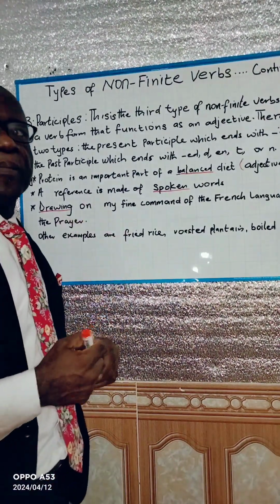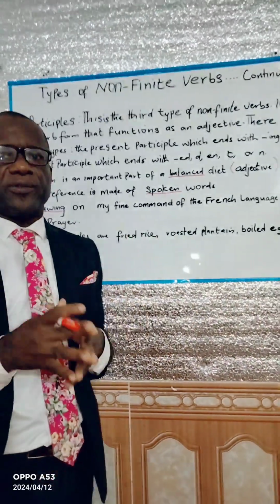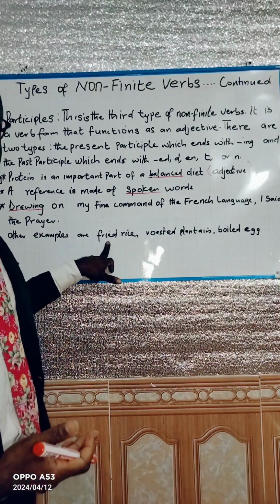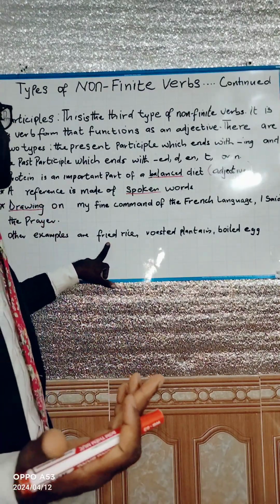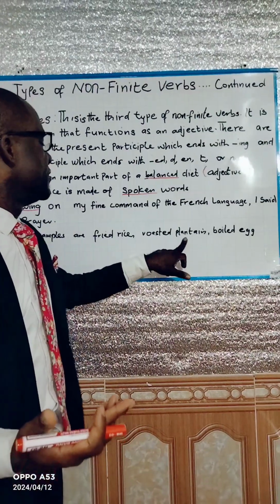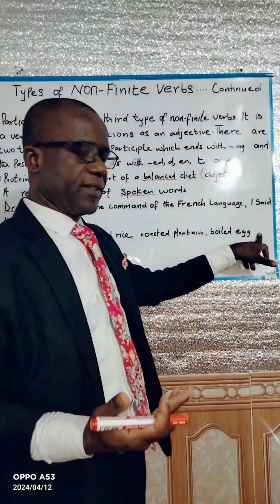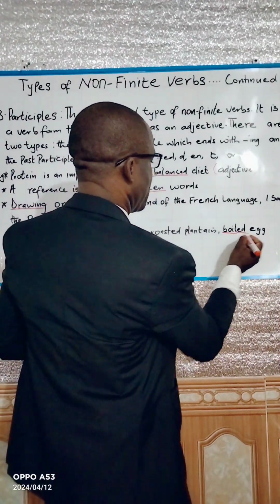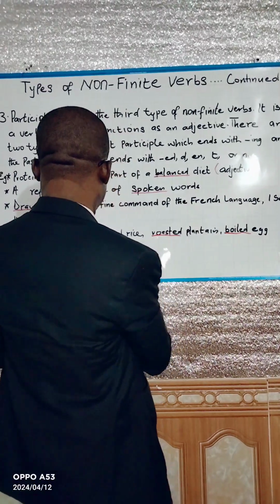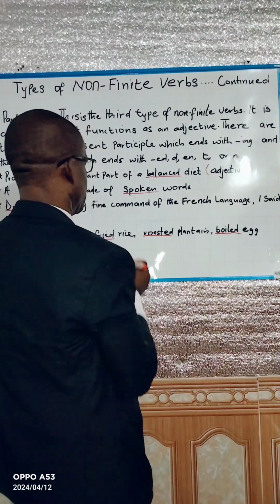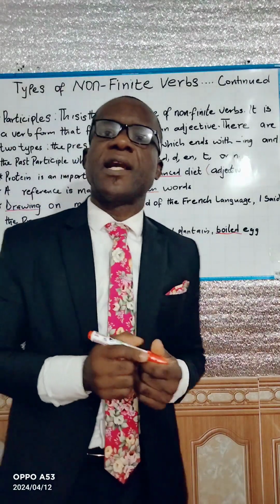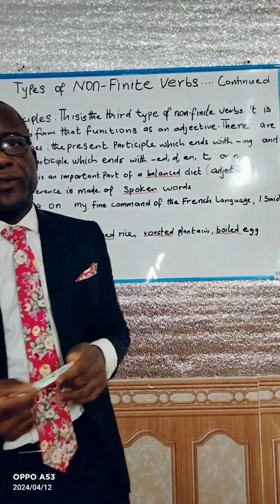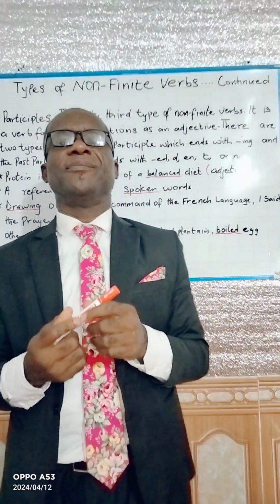So, in English, there are several other examples. For instance, we'll have examples like fried rice, roasted plantain, boiled egg, and so on and so forth. So these are other examples of participles used to perform the functions of an adjective. And of course, that is the last type of our discussion on non-finite verbs.